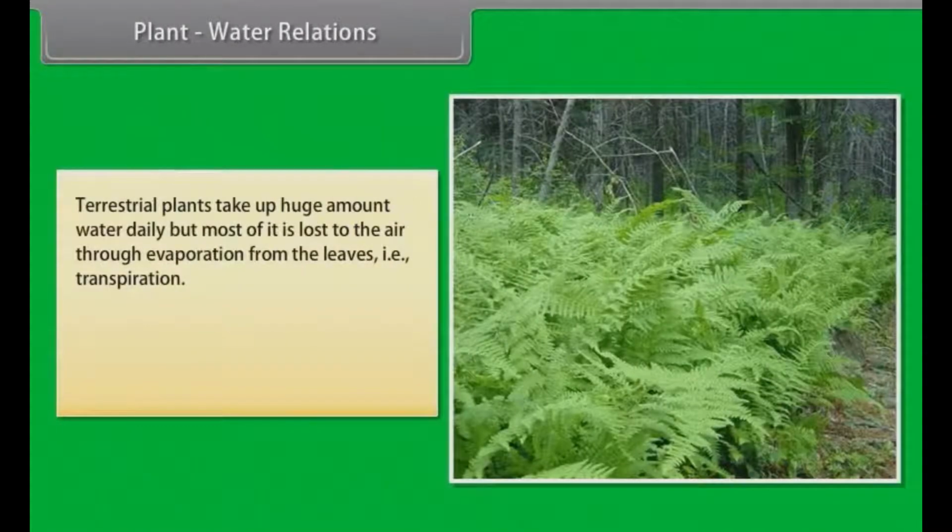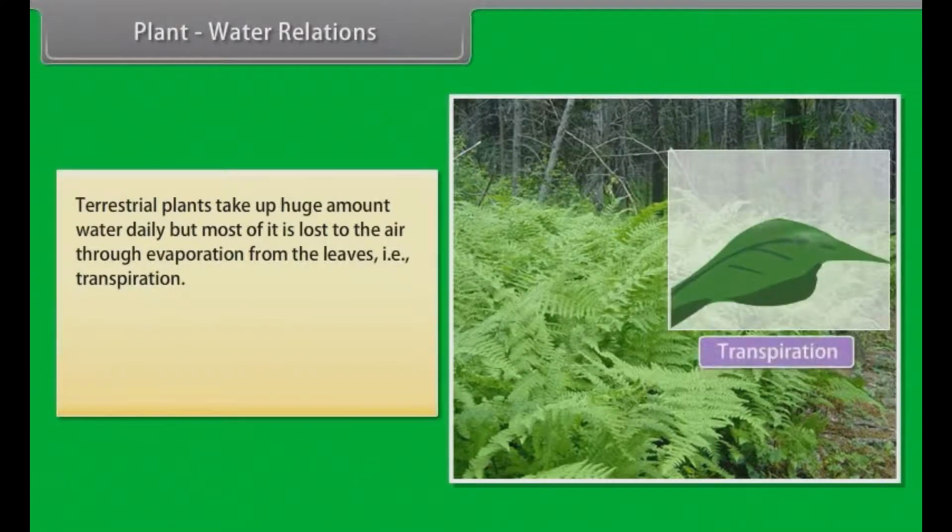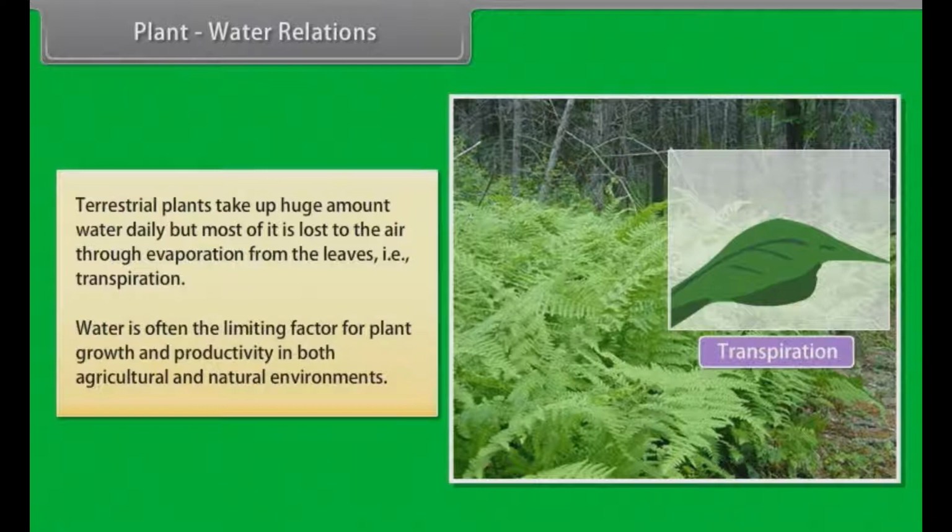Terrestrial plants take up huge amounts of water daily, but most of it is lost to the air through evaporation from the leaves, which is termed transpiration. Do you know that a mature corn plant absorbs almost 3 liters of water in a day, while a mustard plant absorbs water equal to its own weight in about 5 hours? Because of this high demand for water, it is not surprising that water is often the limiting factor for plant growth and productivity in both agricultural and natural environments.